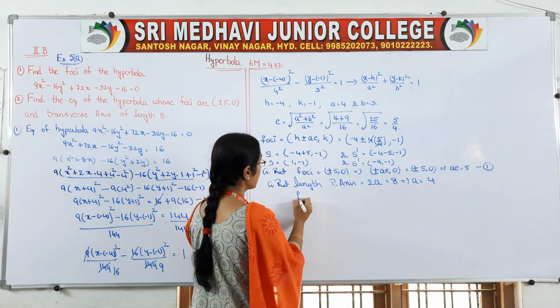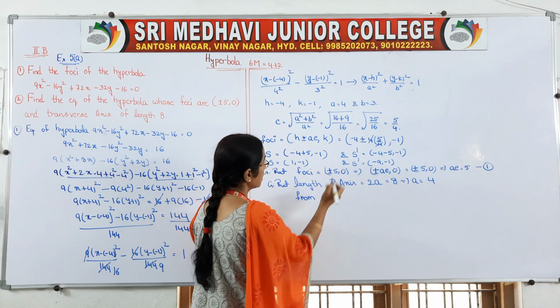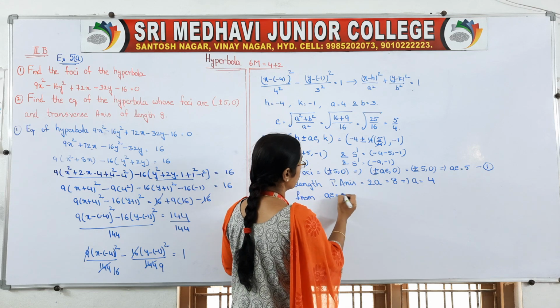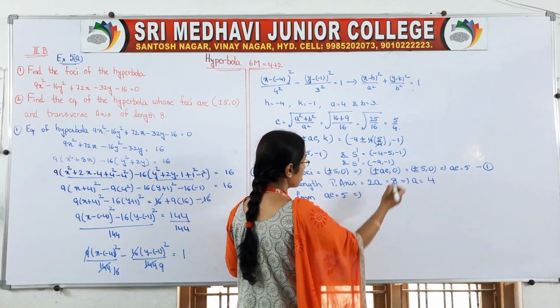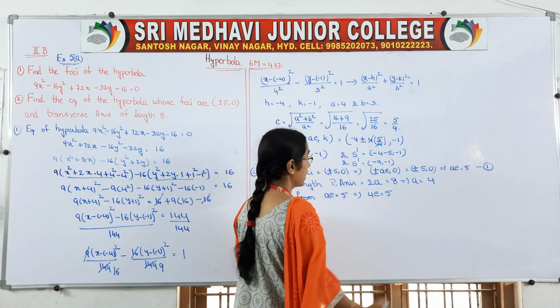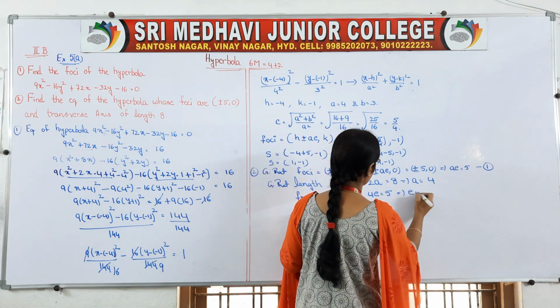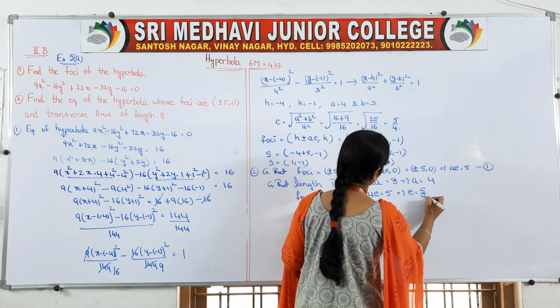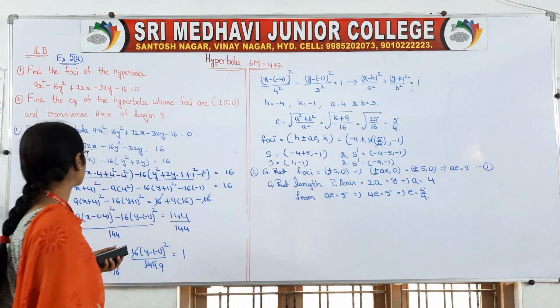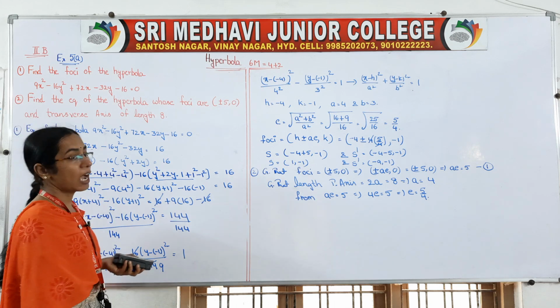So from 1, how will we get our e value? From 1, ae is equal to 5. That means you substitute your a value, that is 4a is equal to 5. So e is equal to 5 by 4. We got the eccentricity. Actually, what is the question? Find the equation of the hyperbola.